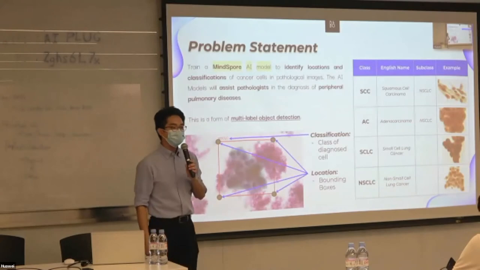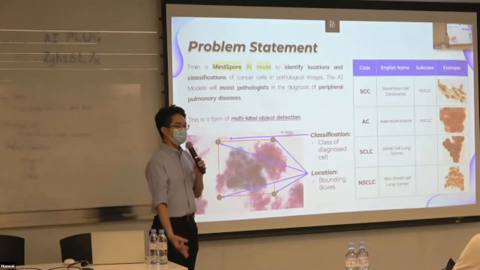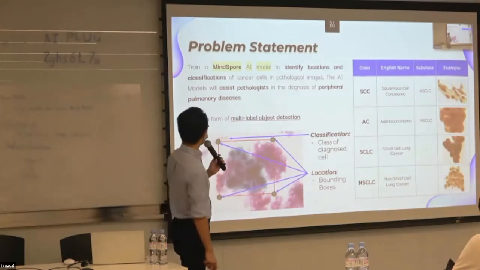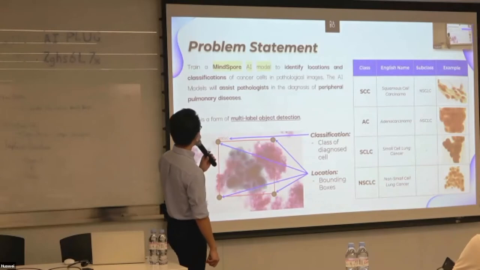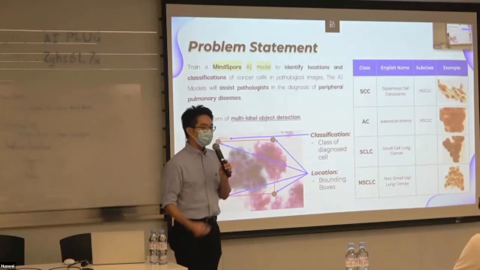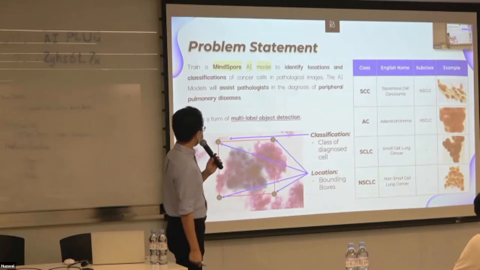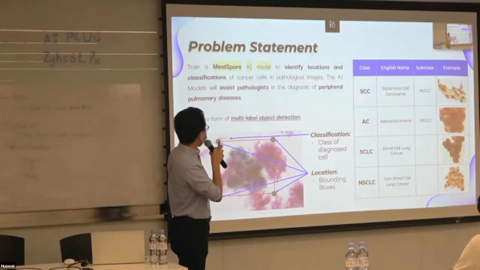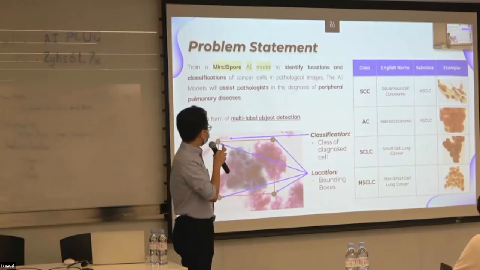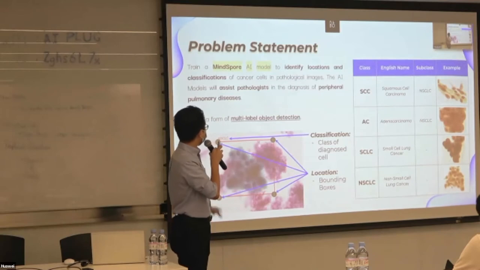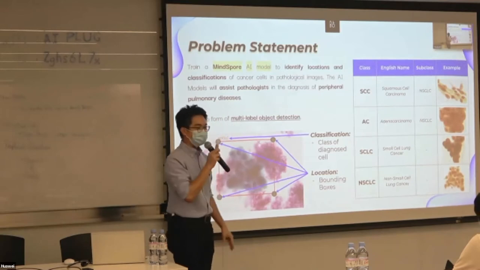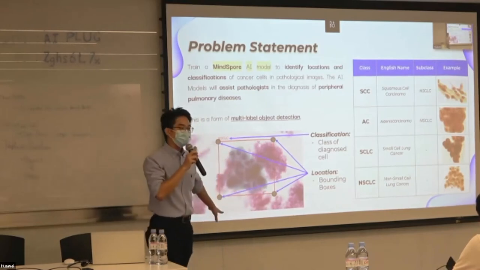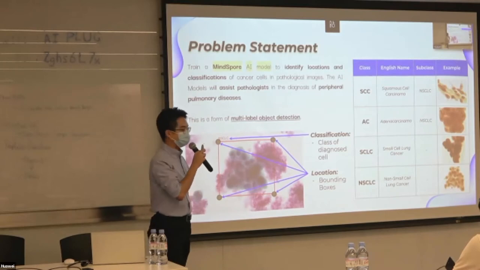So how do you get the score? What are we doing? This is our problem statement. It's not difficult. What you need to do is to train a MindSpore AI model to identify the locations and the classification of the cancer cells in the pathological images. The AI model will help the pathologist in the diagnosis of peripheral pulmonary diseases, in short, lung cancer. From the CS point of view, it is a multi-label object detection problem.